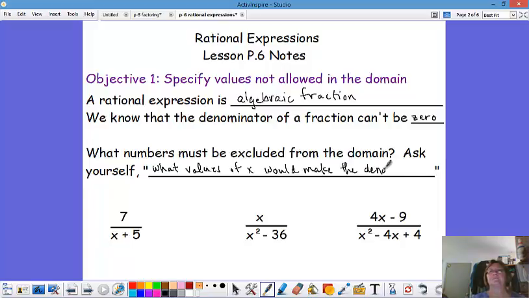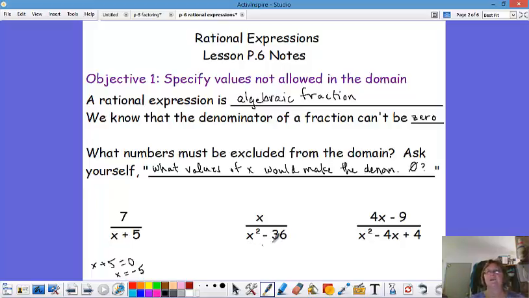So, as you look at this one, the only thing that can make that denominator equal 0, I'm going to show it this time. I may not do this every time, but the question we are asking is what will make x plus 5 equal 0? If we subtract 5 from both sides, we'll see that we cannot use an x of negative 5 in this one. So the domain for this, in order for this to be a function, we have to exclude that negative 5 from its domain.